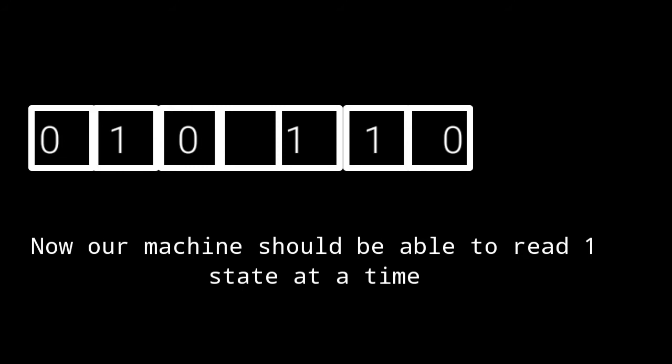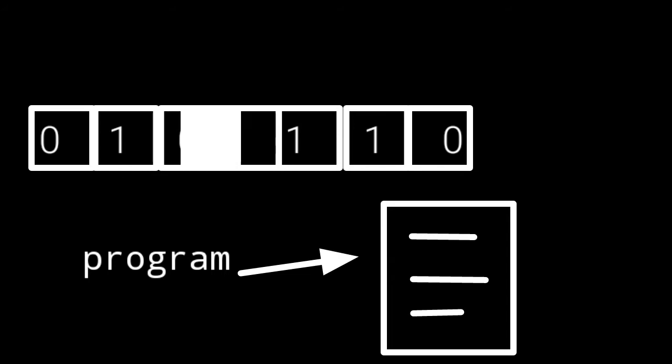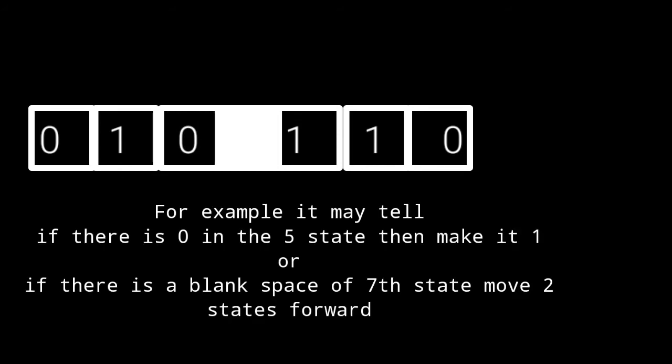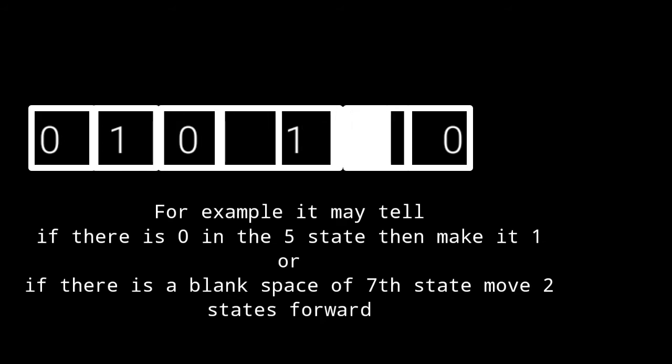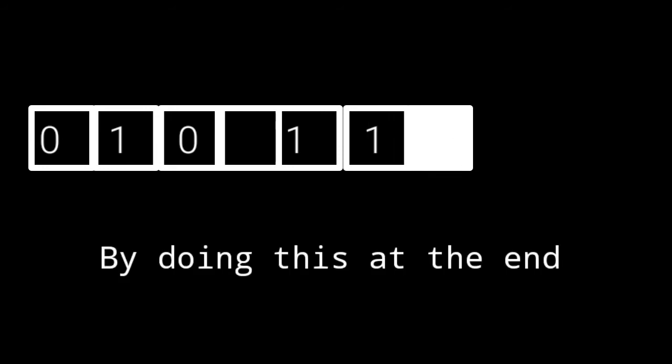So now our machine should be able to read one state at a time. Now it is slowly reading through it. Now there should be a program that should instruct it. Like if the machine is at state number 2 or state number 5 and it has the number 0 in it, then make it 1. If there is a blank space in the 7th state, then move 2 states forwards. It can give these types of instructions.